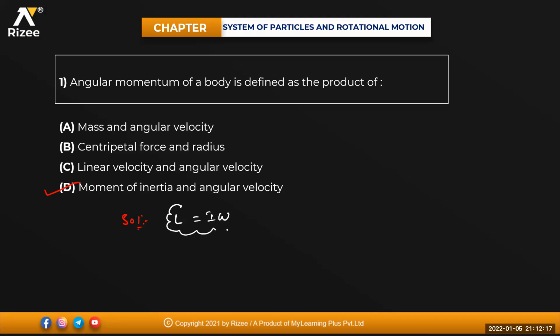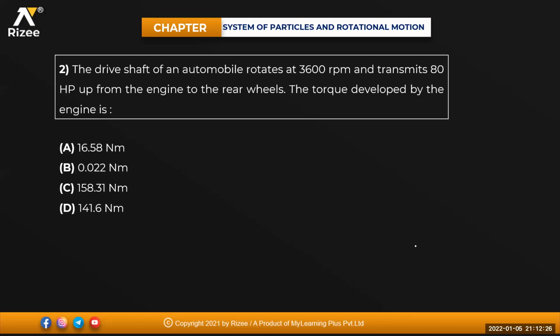I told you this formula. Angular momentum is equal to moment of inertia into angular velocity. I is your moment of inertia, omega is your angular velocity. Fourth option is the answer. Next one. Question number 2.